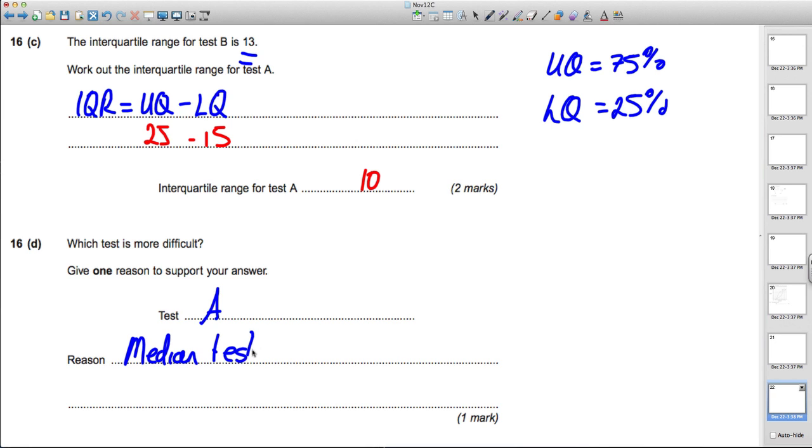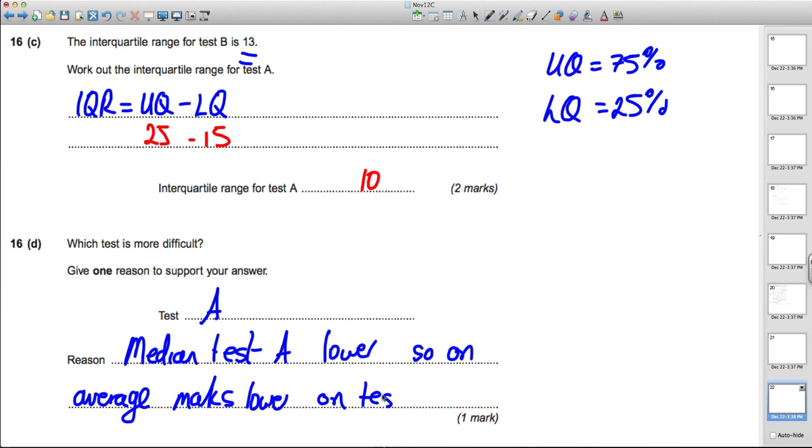test A lower, so on average marks lower on test A. And then I would say obviously that means it's harder. Okay, and you'd be done.